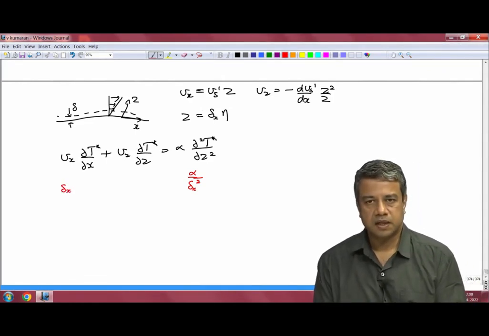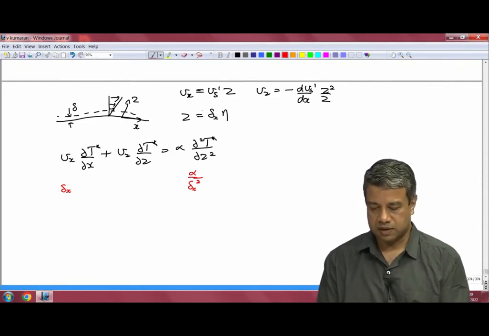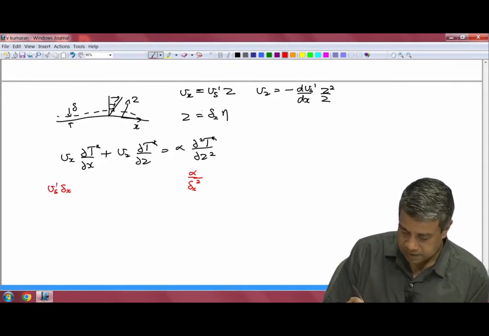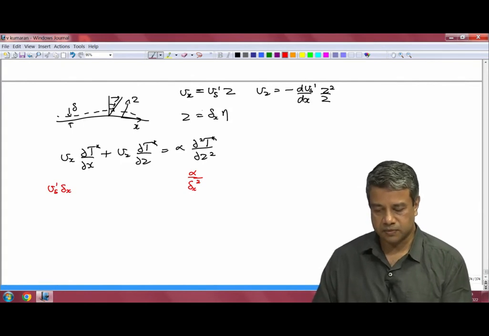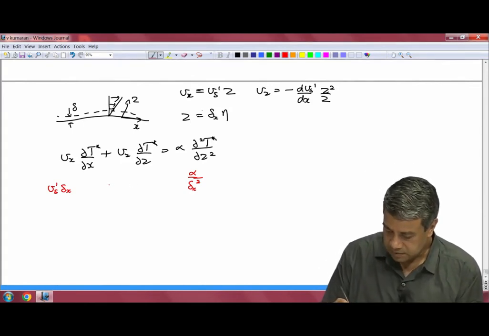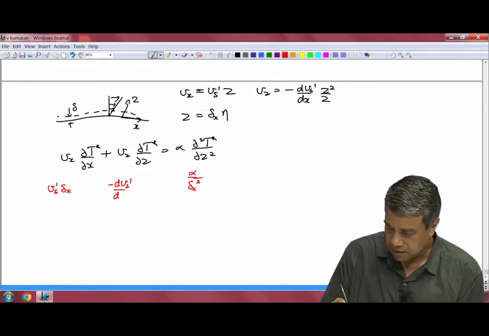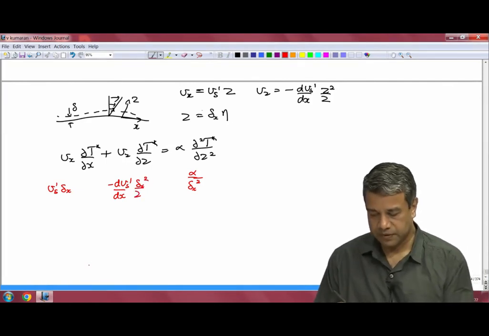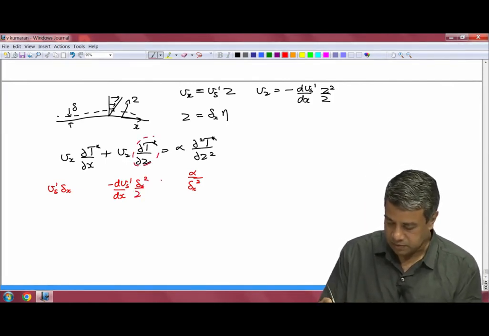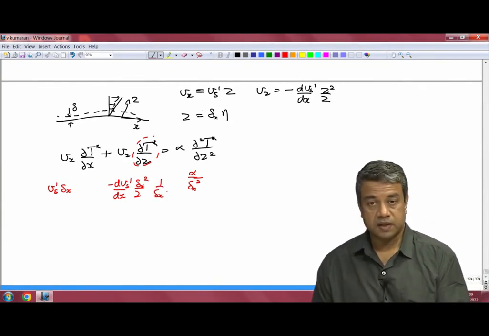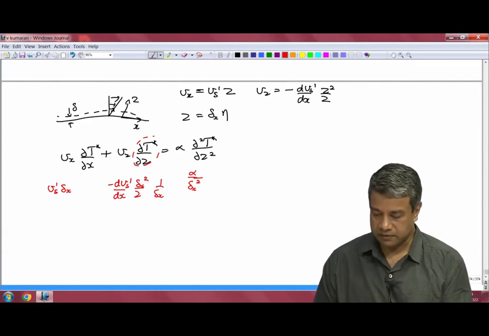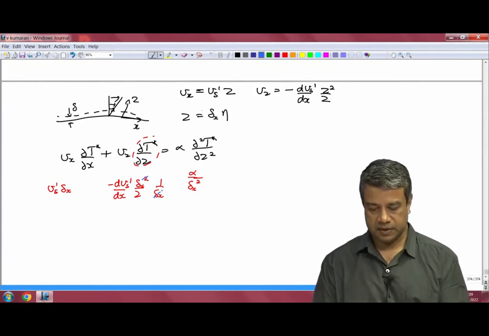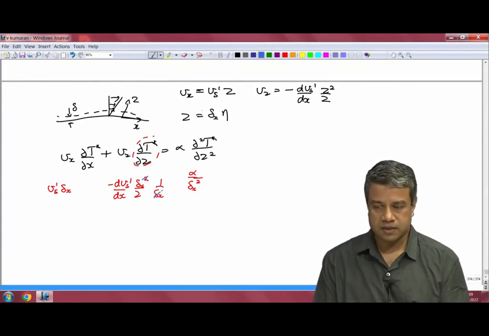Partial t by partial x is scaled by the streamwise coordinate. So, this is just equal to Vs prime times delta x, because x is scaled by the streamwise coordinate. Vz is minus dVs prime by dx times delta x square by 2, and the derivative here is proportional to 1 over delta x. So, you can see that both the streamwise and the cross stream convection terms are of the same magnitude, because this delta cancels out and both of them are proportional to delta. Whereas, the diffusion term goes as 1 over delta square.